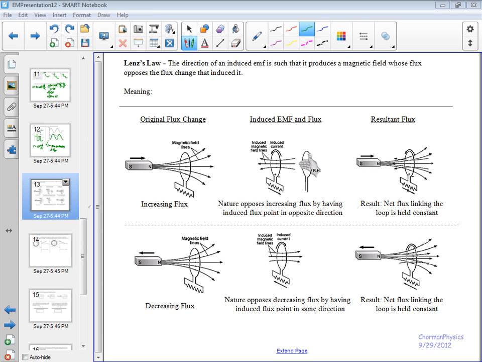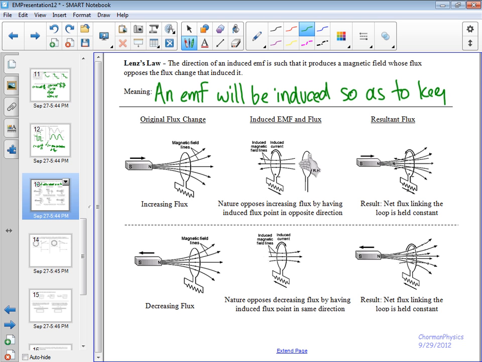So in other words, if you look at that first image there, no, actually I'll write that definition. An EMF will be induced so as to keep the net flux constant.